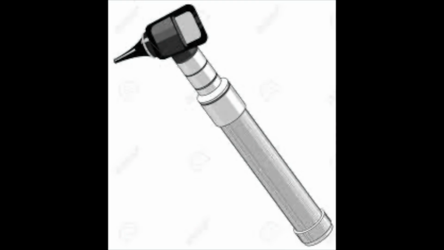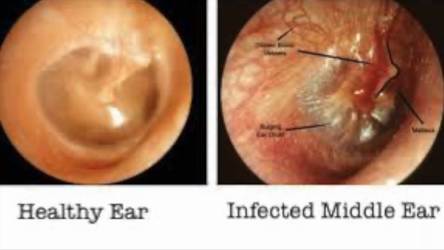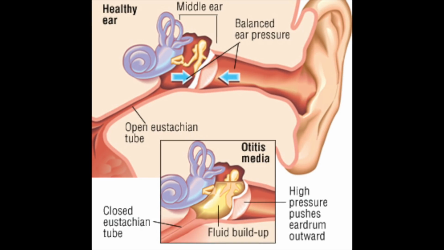When a doctor looks into your ear, they use an otoscope. Here's an image of a healthy ear and one with an infection. An ear with otitis media looks red, bulging, and there may be clear yellow or even greenish-hued drainage. Let's look into this a little further. Here is a diagram of a healthy ear and another ear with otitis media.